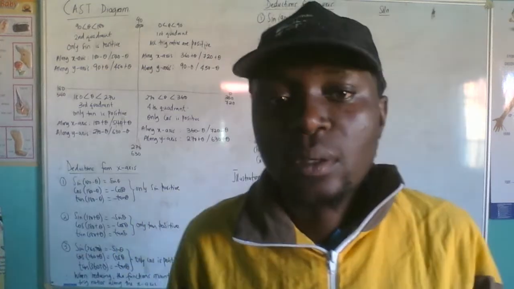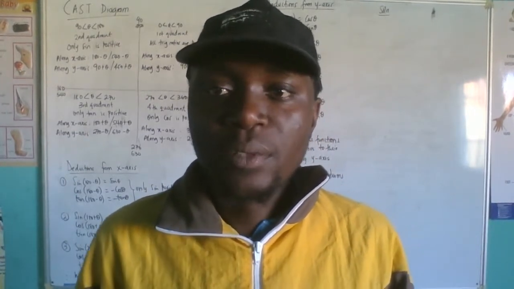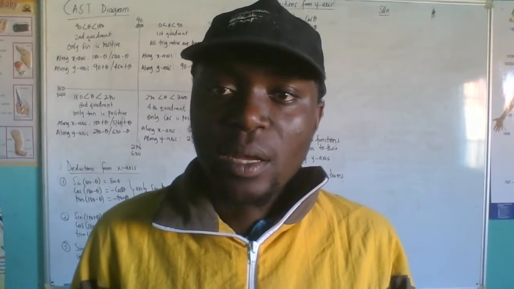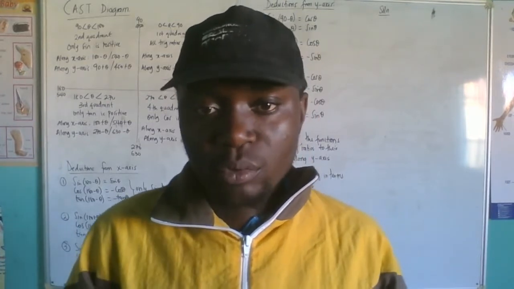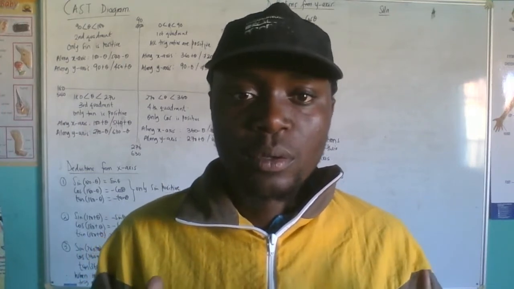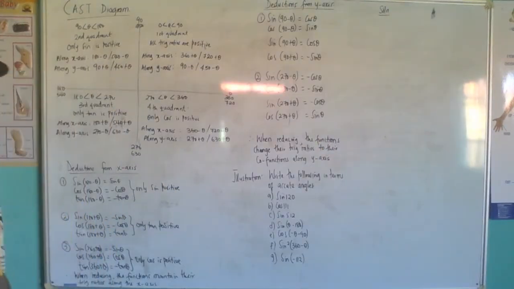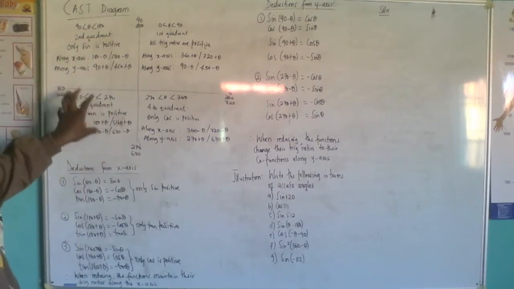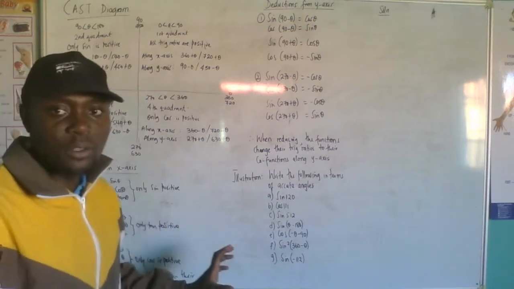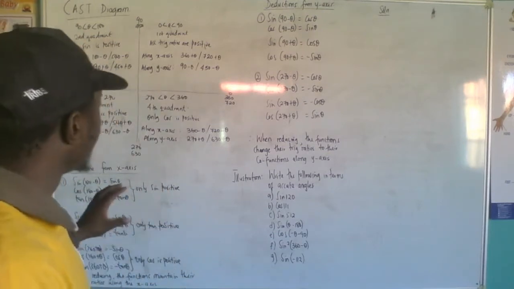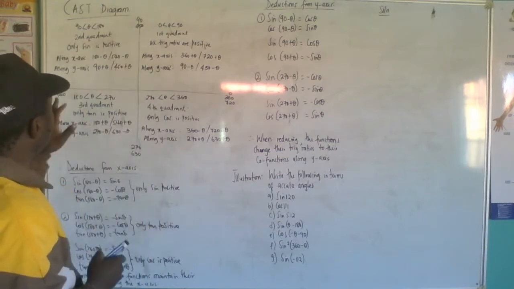Hello guys, in this video we're just going to be looking at features in a CAST diagram, and that will definitely lead us to the reduction formula. Now, dealing with the CAST diagram, remember the features that are given. You did all of this in grade 11. From the CAST diagram, you know that's between 0 and 90, 90 and 180.